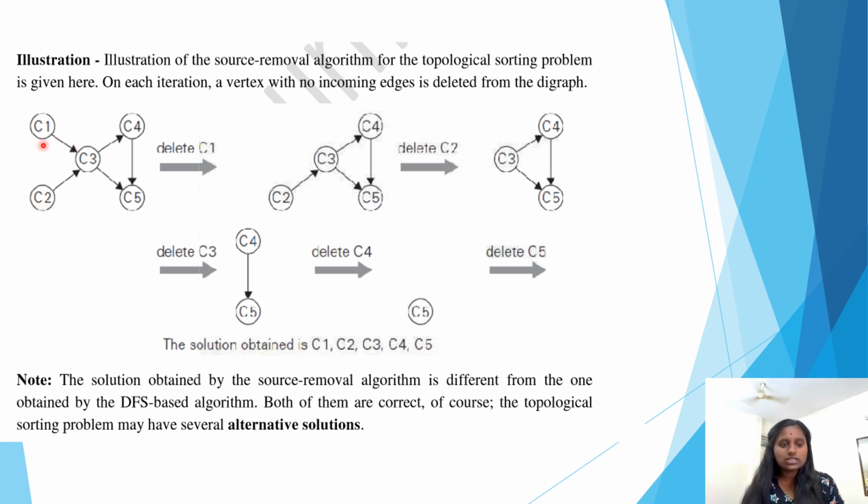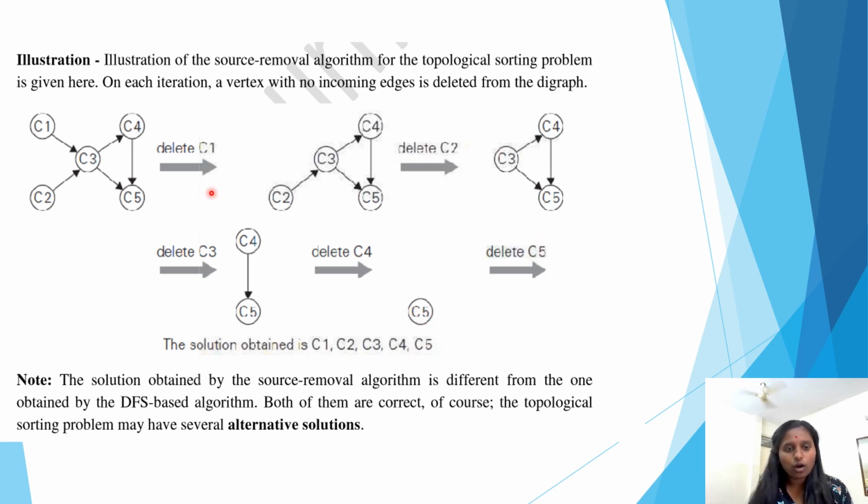We are deleting C1 in the first iteration, then the digraph becomes like this. Then C2 is the node now, so we have to delete C2. Then the digraph becomes like this. Then C3 is the node now, which has no incoming edges, so we have to delete C3. Then the graph becomes like this. No incoming edges for C4, then we have to delete C4 and C5, which has no incoming edges, so you can delete C5.